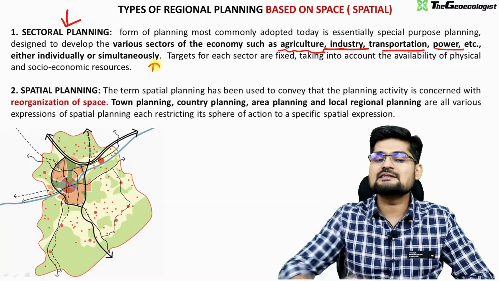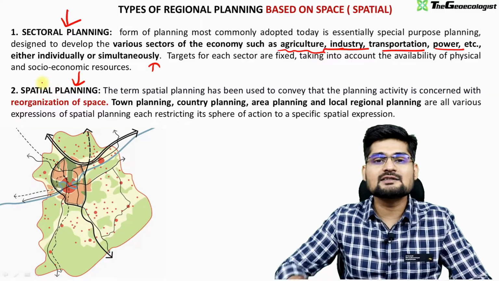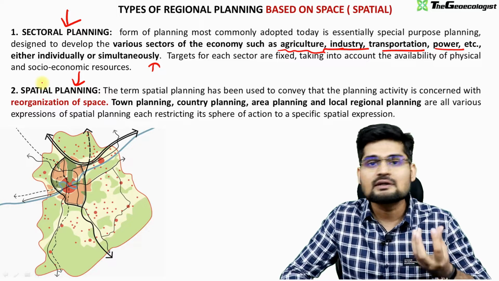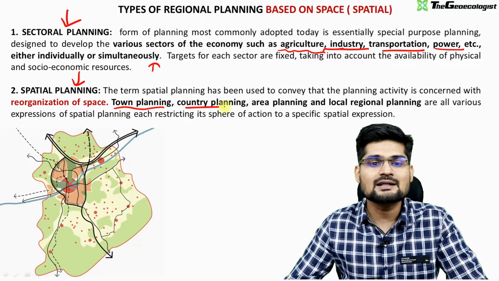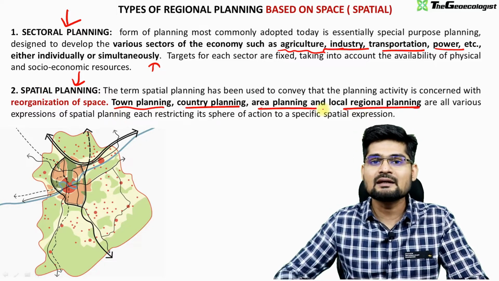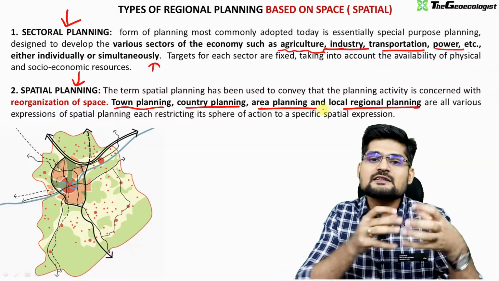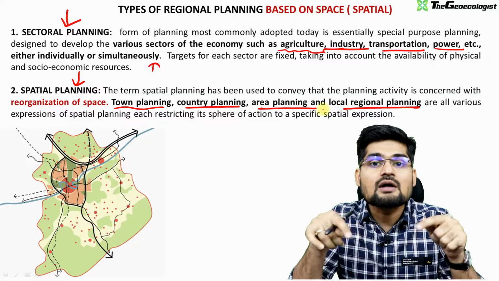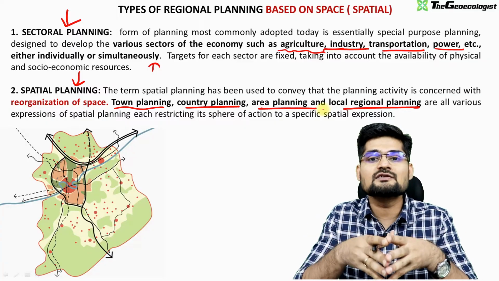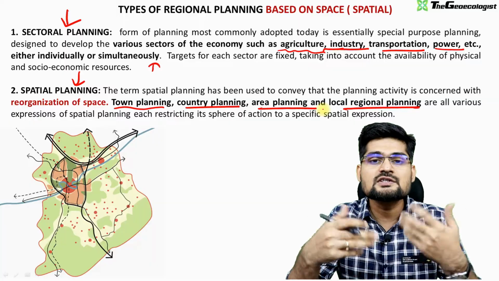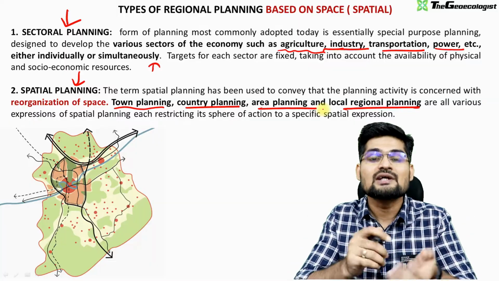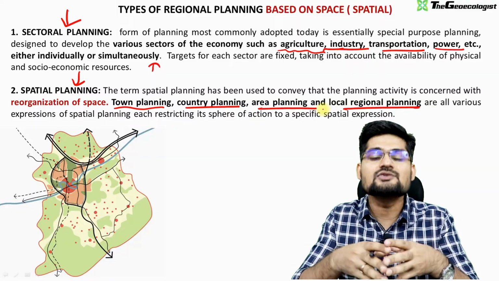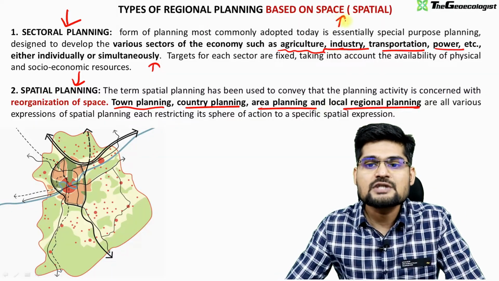And then what we have is something called spatial planning. As the word itself says, remember the word spatial is related to a particular location. So we have town planning, country planning, area planning, local planning. This kind of planning is called spatial planning, where a particular space is supposed to be reorganized, and reorganization of space would give us an efficient manner of administration, economy, social development. All these kind of things would be linked together. So this is called spatial planning.